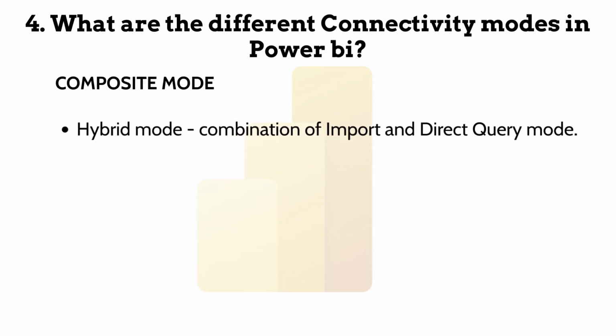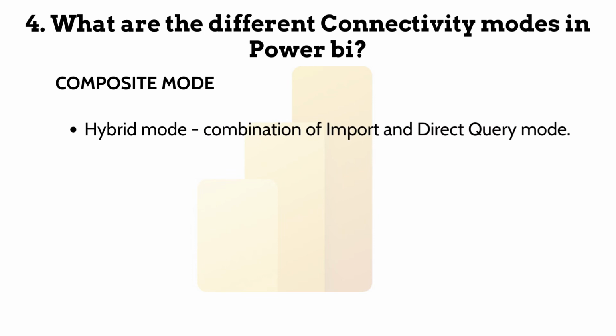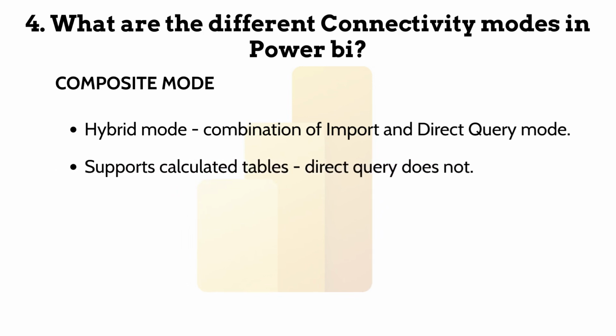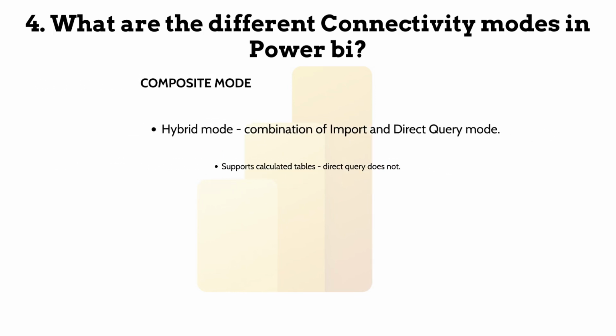The last type of connectivity mode is called the composite connection mode. This mode is a hybrid mode because it is a combination of both import mode and direct query mode. It is also good to emphasize that the composite mode of connection supports calculated tables and the direct query mode doesn't. The composite mode delivers the best of import query and direct query modes.